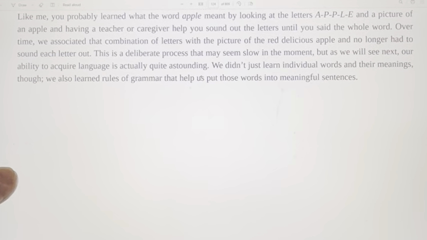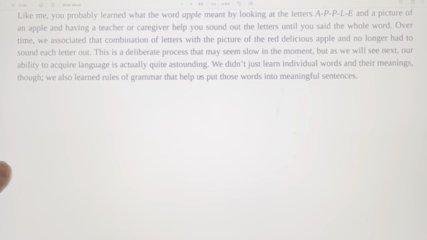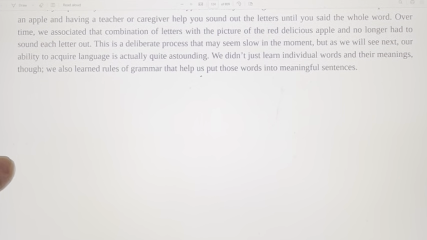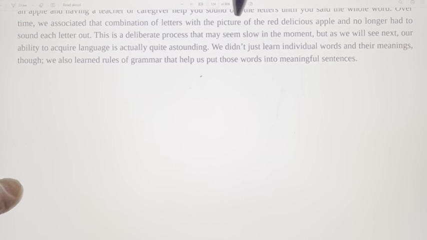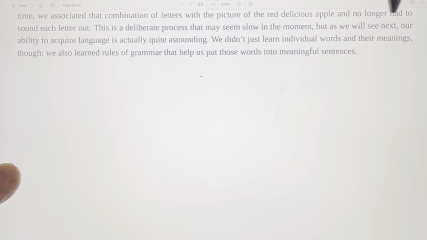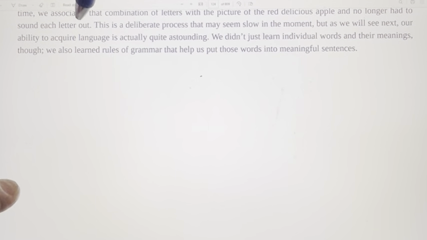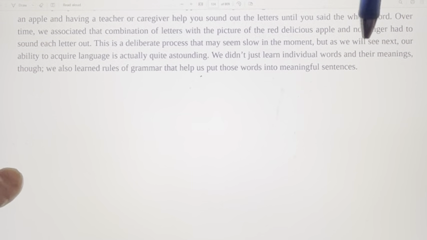Over time, we associated that combination of letters with the picture of the red, delicious, or green apple and no longer had to sound out each letter. This is a deliberate process that may seem slow in the moment, but as we will see next, our ability to acquire language is actually quite astounding. We didn't just learn individual words and their meanings, although we also learned rules of grammar that help us put those words into meaningful sentences.